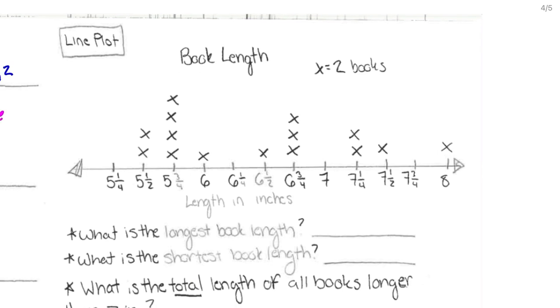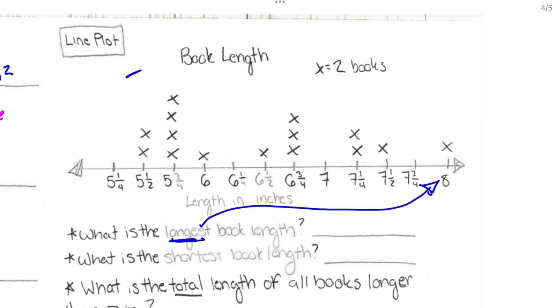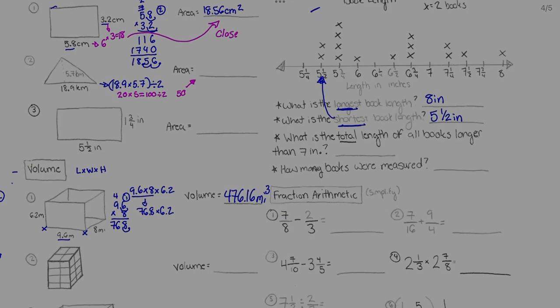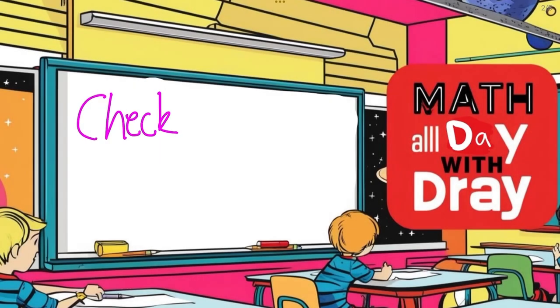miles cubed. Now for the line plots, I'm going to give you help with a little bit of it, and then in a little bit longer, I'm going to put the answers for each one of them up there. But if I'm finding the longest book, I look for the one that actually has an X as far as I can to the right. To find the smallest, I go as far as I can to the left.